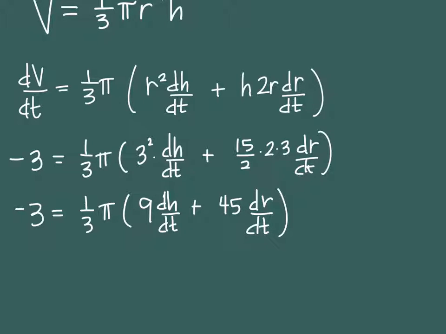The question is asking me to find how fast the water level is dropping. I need to figure out dh/dt, but I have this dr/dt sitting there causing me a problem because I don't have a value to put in for that, and I can't have an extra rate left there. So the clue is back to the proportions. The proportions for the original radius and height are the same as the proportions of the rates as well.